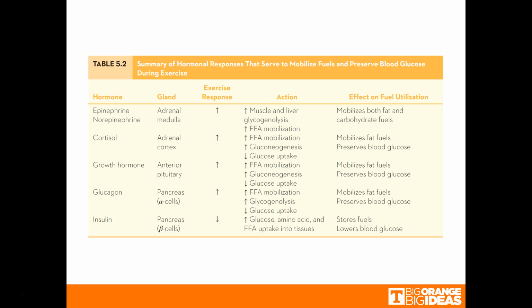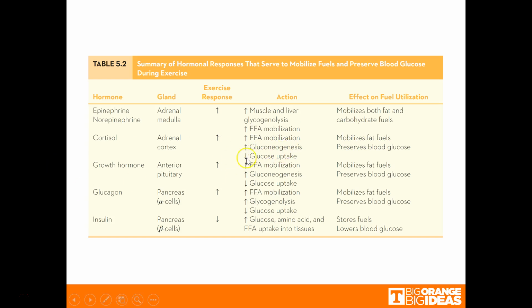decrease in that release. And so in terms of action, norepinephrine and epinephrine, so increased muscle and liver breakdown of glycogen, and so that's going to mobilize both your fat and carbohydrate fuels. You'll also have an increase in free fatty acid mobilization, again to help spare that plasma glucose. Cortisol leads to an increase in free fatty acid mobilization as well as an increase in the gluconeogenesis.